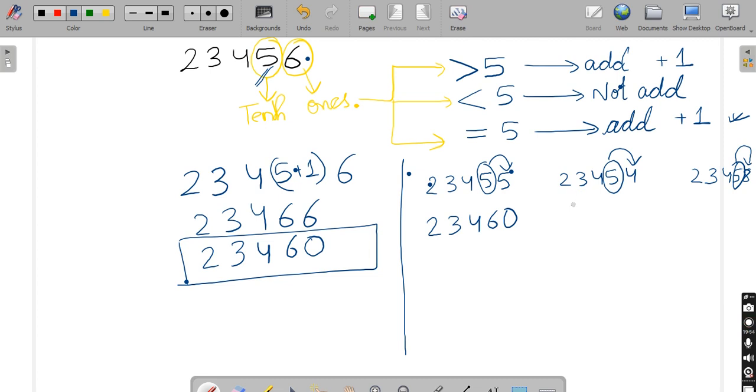This is my estimate. In the same example, 2 3 4, before number it will not change. 5 4, it is less than 5, which means I will not add, so the answer will be directly 50. In the same way, for the third number, 8 is greater than 5, so I will add, and the answer will become 60. Hope you are understanding.